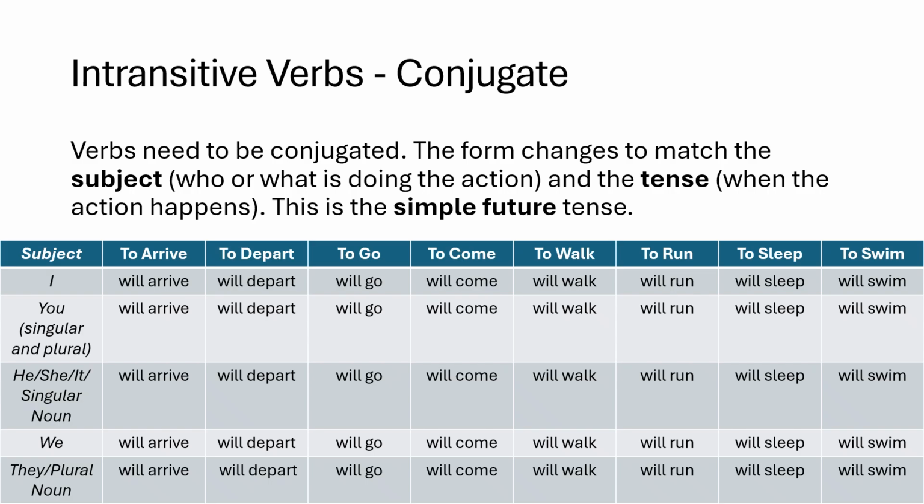Verbs need to be conjugated. The form changes to match the subject, who or what is doing the action, and the tense, when the action happens. This is the simple future tense. I will read the verb conjugations to you. Notice that in the third person, he, she, it, or a singular noun, unlike the simple present tense, the verb does not change its form. All of the conjugations are the same.